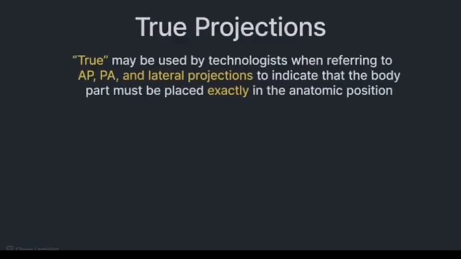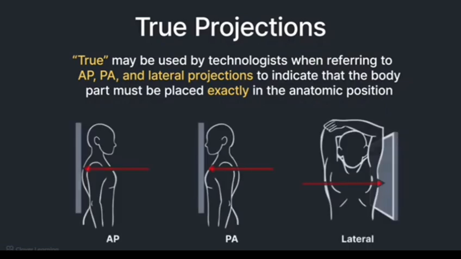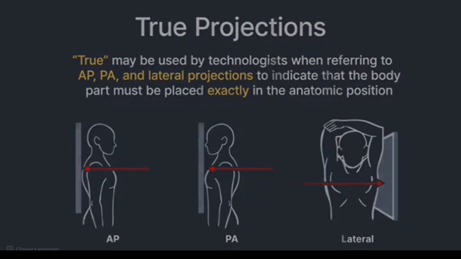The term true may be used by technologists in the clinical setting when referring to AP, PA, and lateral projections. This is used to indicate that the body part must be placed exactly in the anatomic position. A true AP or PA projection is obtained when the central ray is perpendicular to the coronal plane and parallel to the sagittal plane. A true lateral projection is obtained when the central ray is parallel to the coronal plane and perpendicular to the sagittal plane.